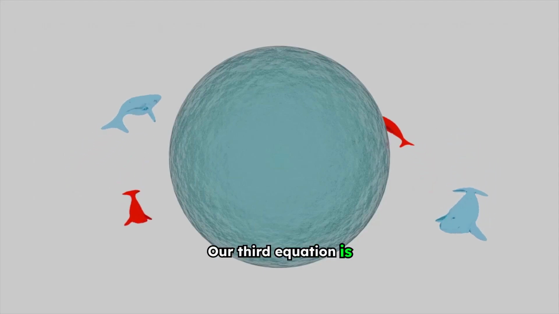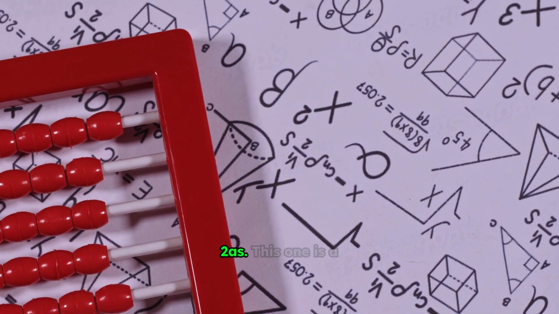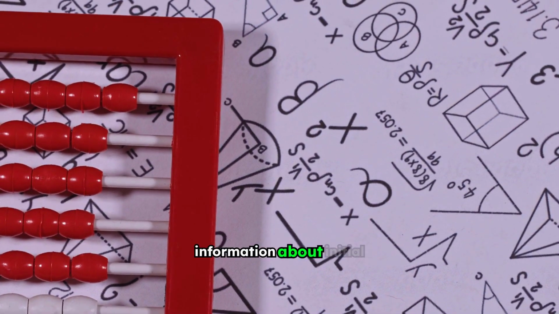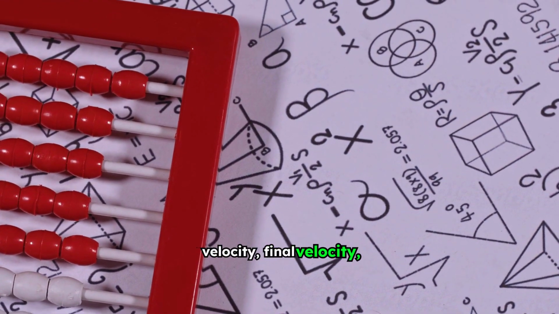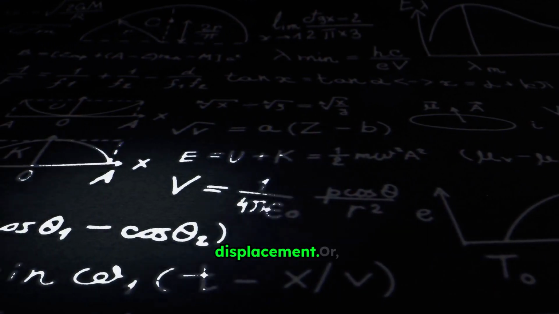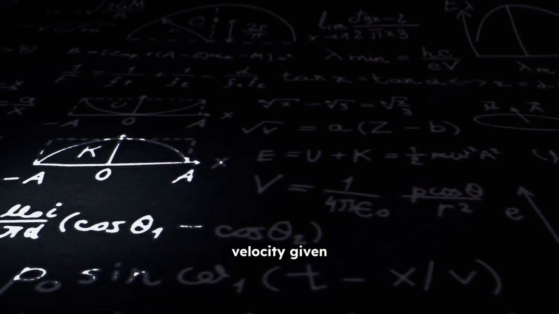Our third equation is v² = u² + 2as. This one is a lifesaver when you don't know the time, but you have information about initial velocity, final velocity, and acceleration, and you want to find the displacement. Or, conversely, if you want to find a velocity given displacement.